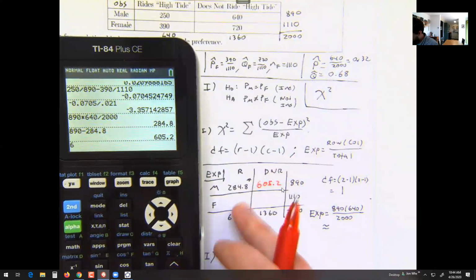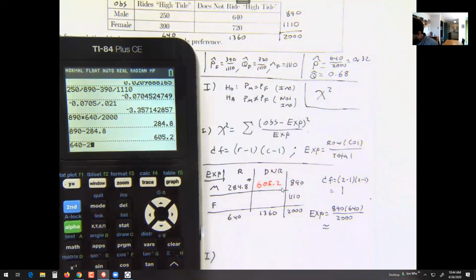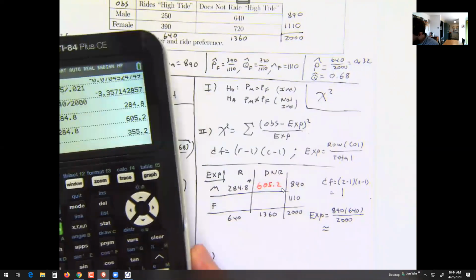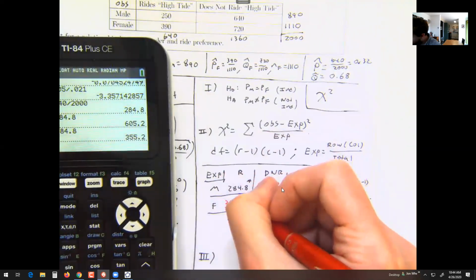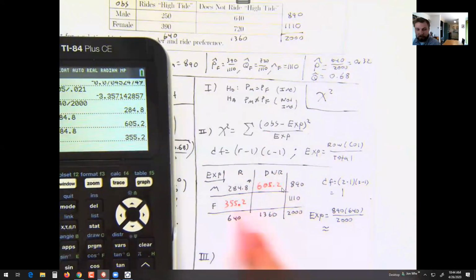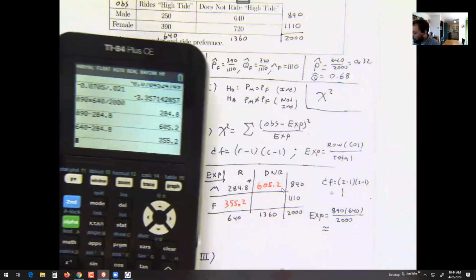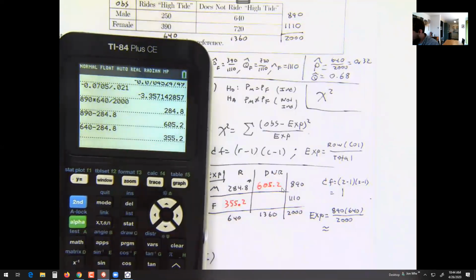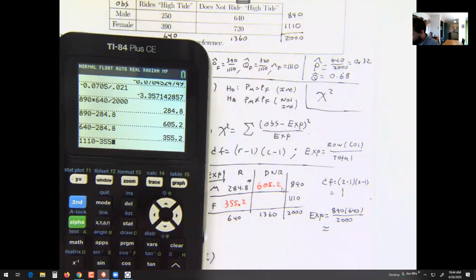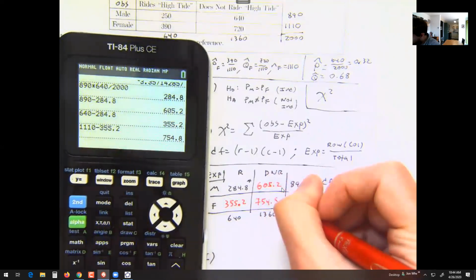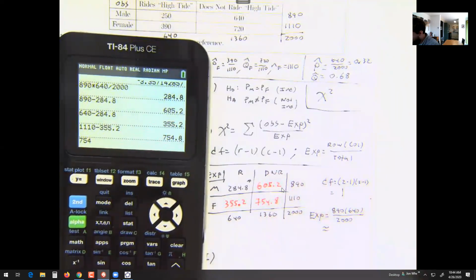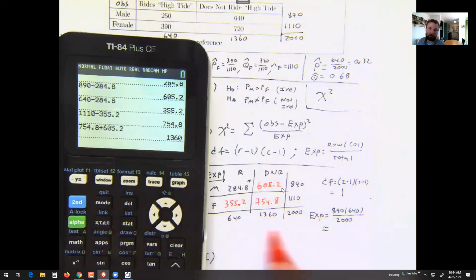I have going down 640 minus 284.8. So this would have to be 355.2. I'm just making sure that everything adds up now. The last value should work both vertically and horizontally. I'll do horizontally because the numbers are a little bit nicer. But I can verify this vertically by taking this 754.8 plus 605.2, and I should get 1,360. I do.